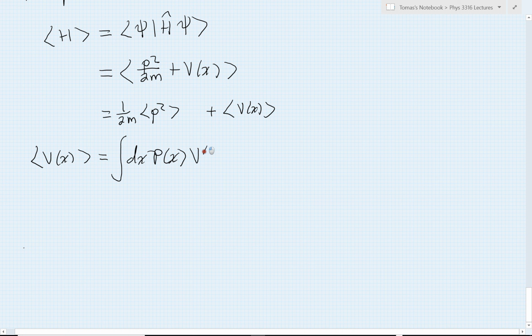So once again, this is just the standard statistical formula for computing an average. The probability is just psi star psi. So by now, we've done that manipulation enough times to know we can write it as a bracket. That gives me my psi star. And then I need to have V times psi, so I could write it as V of x times psi of x, if I want, or just V times psi. We know all these things are functions of x. So that gives me the first piece I need.